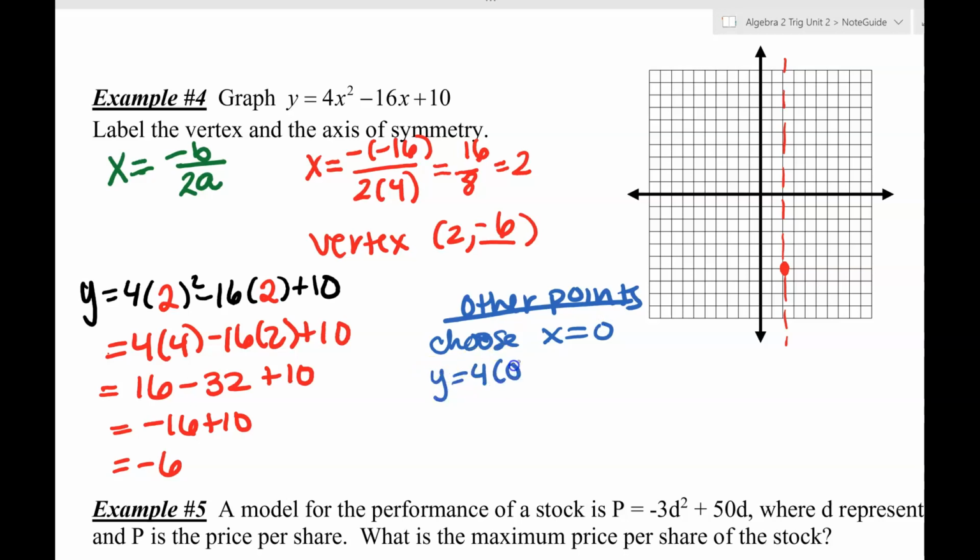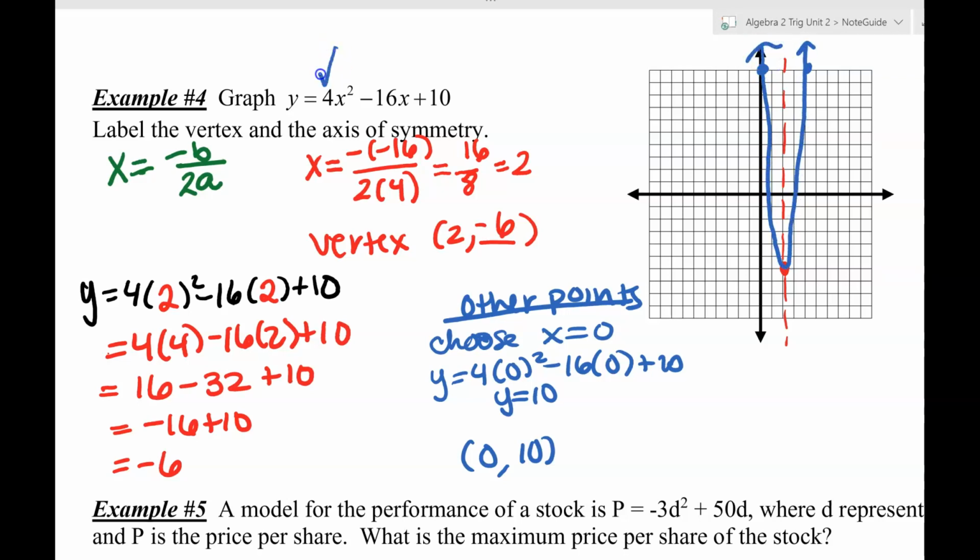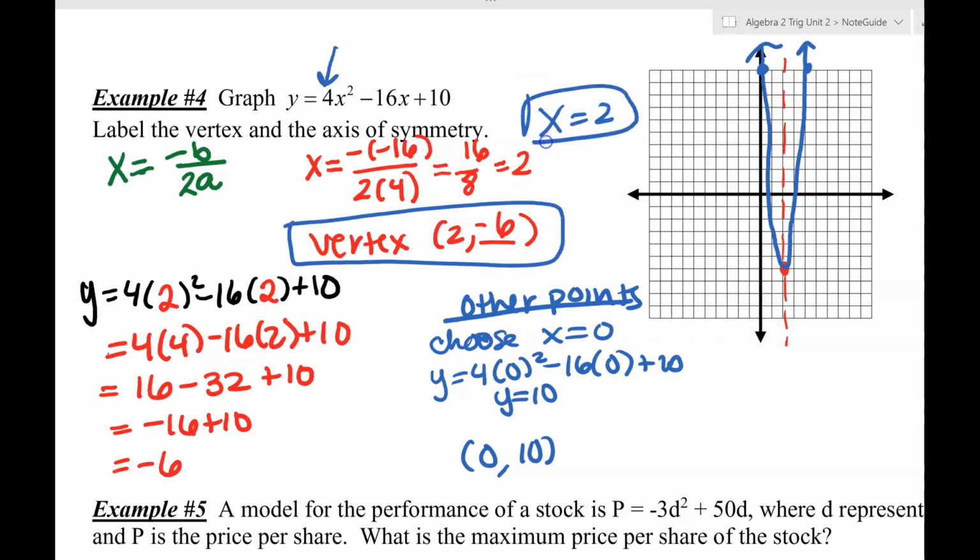I'm going to plug in that x value of 0 and get a y value of 10, and this tells me a point on the graph, and this point happens to be the y-intercept, which is a nice point to have. And I can see that this is a really narrow parabola, but that makes sense to me because that a value is 4. That's going to cause a big vertical stretch like that. Okay, and so then we have our vertex, and our axis of symmetry was at x equals 2. So that's how we would get the same pieces of information by hand.